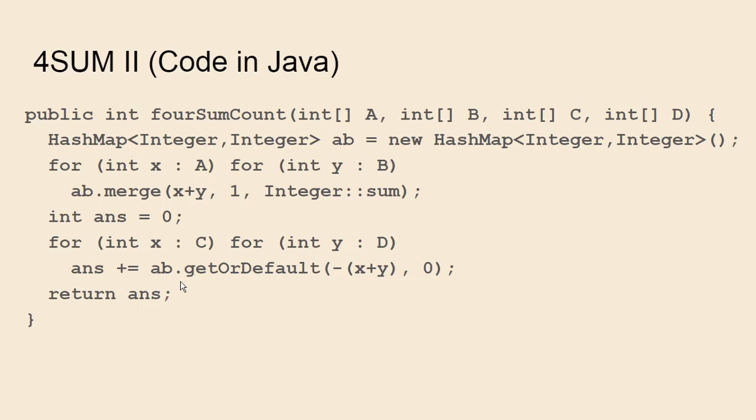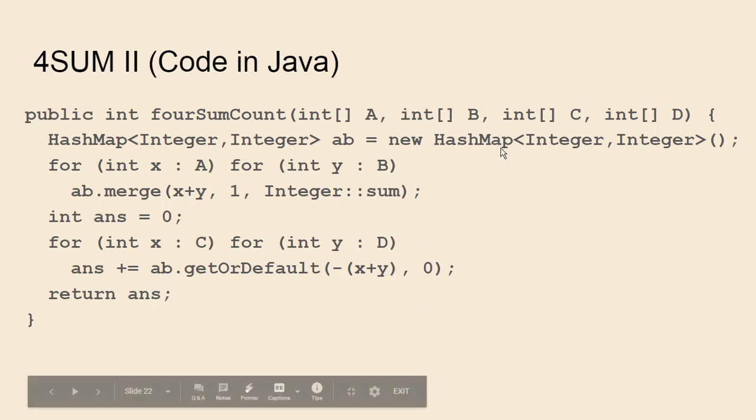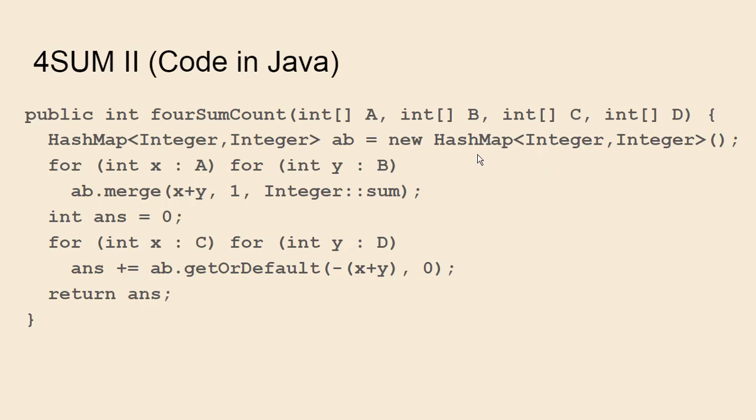So remember, the question asks us to count how many of this sort of four tuple of indices there are so that the sum is 0. So this basically looks at every possible combination of elements in C and D, and how many times we can find a pair of indices in A and B, so that these four numbers together sum up to 0. So we just keep adding this to the answer. And that's it for this problem.